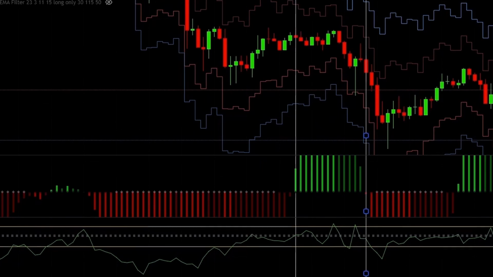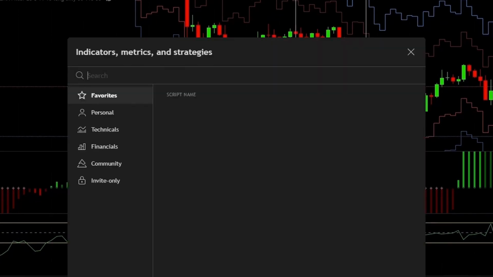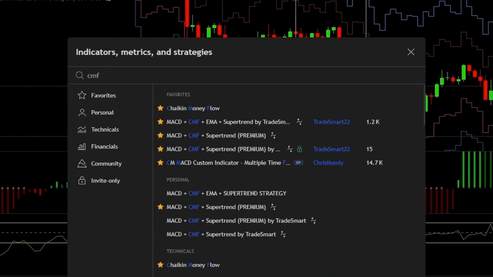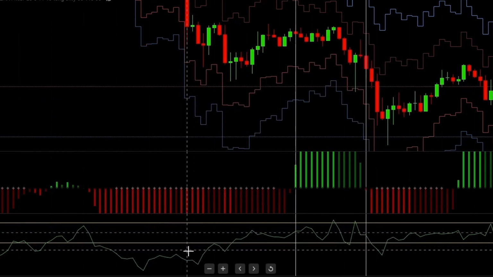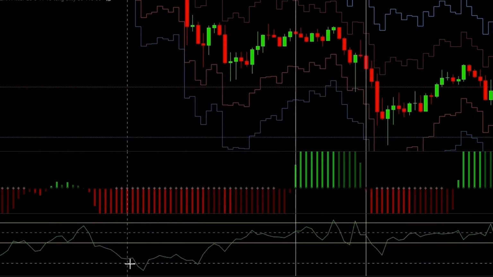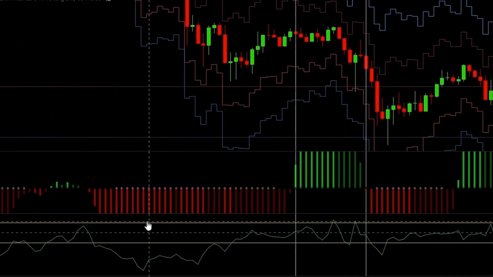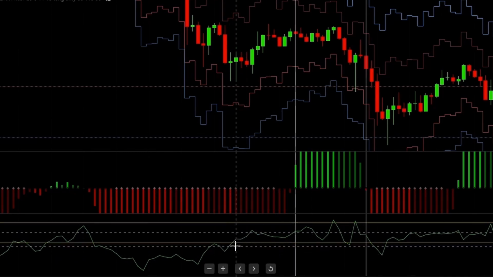Next up is the Chaikin money flow. To add that to your chart, type in CMF and add this one. The CMF will look something like this. It has one line and I added two limit levels. We will have a long limit and a short limit.